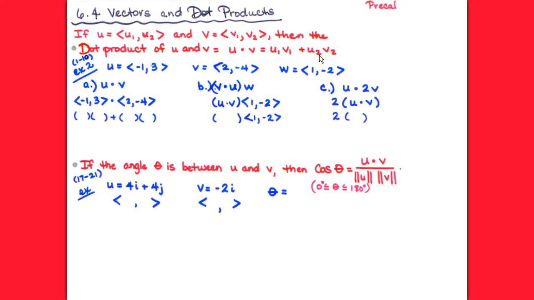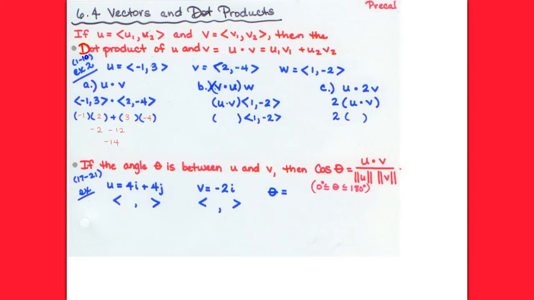So for instance, if I have u is -1, 3, and I have v is 2, -4, and I want to find their dot product, I'm just going to say -1 times 2 and 3 times -4. And then I'll just add those two products. So I'll get -14. So that's how I find dot product.